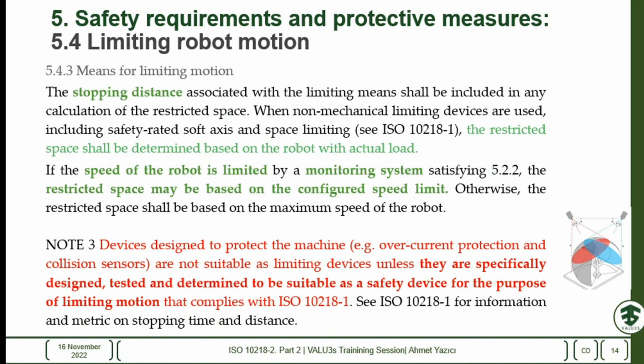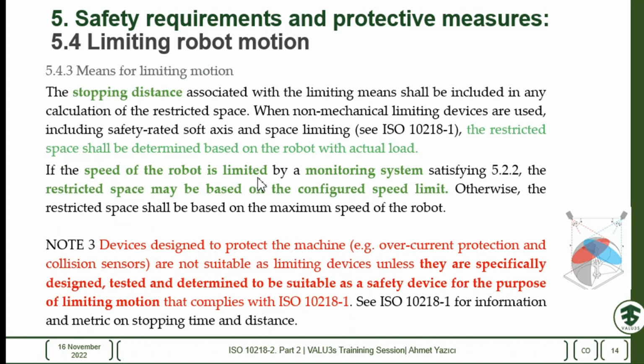Actually, this standard clearly defines stopping distance. It's important here, whether using mechanical or non-mechanical devices. That stopping distance depends on some properties of the robot doing the operations. One is the actual load of the robot. Depending on the load of the robot, some velocity or some safety-rated soft axis or space limiting can be set up there. So this is also required, and it's a good option.